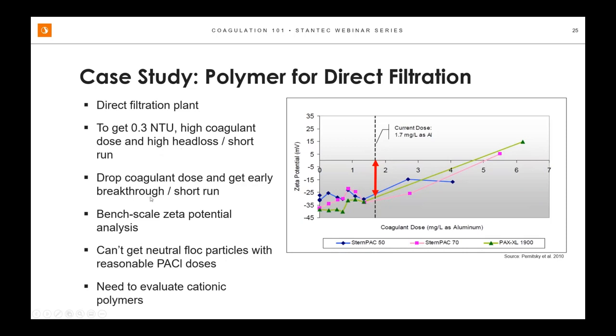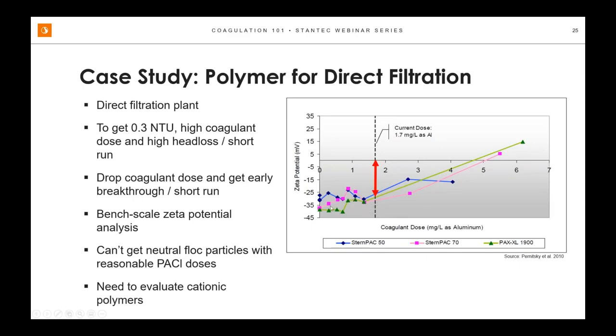But if they dropped the coagulant dose to try to minimize the amount of floc going onto the filters, they'd get early breakthrough and short runs. So they had this real challenge trying to keep up with demands in the summer. They couldn't produce enough water to keep up with the backwashes and demand. This was an early example, published at an AWWA conference about 10 years ago.